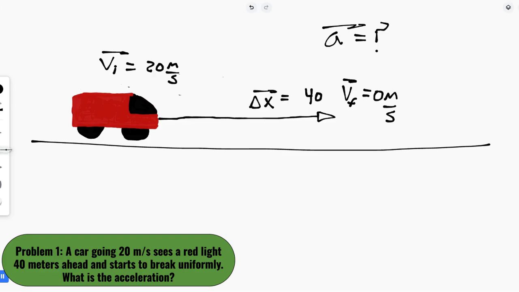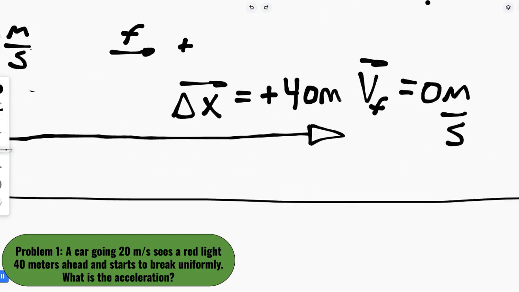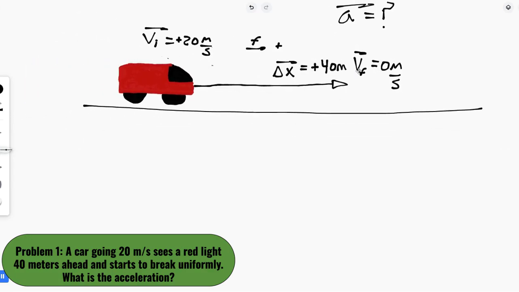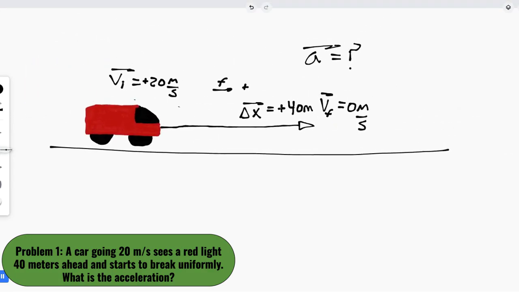First off, we're just going to set a direction for everything. So I'm going to put an arrow right here, draw a positive sign, and set F, which is going to be equal to forward. It's going to be positive, okay? So everything in that direction is going to have a positive sign next to it. And I forgot to put meters here. Meters there. And of course, VF, since it's 0, you don't have to put a direction because it's neither forward nor backwards, so there's no direction.